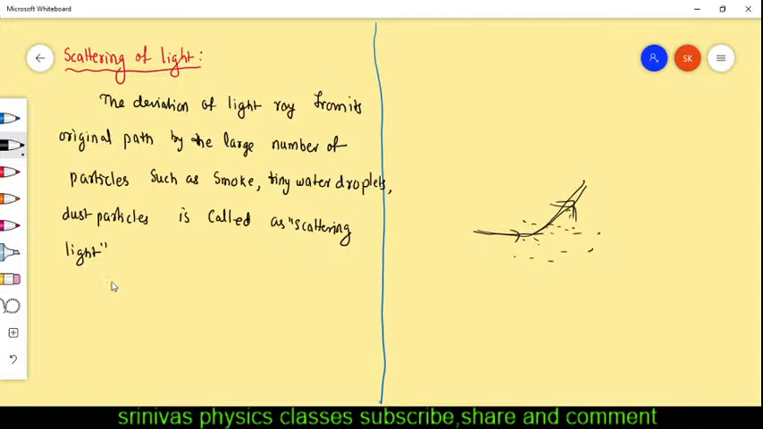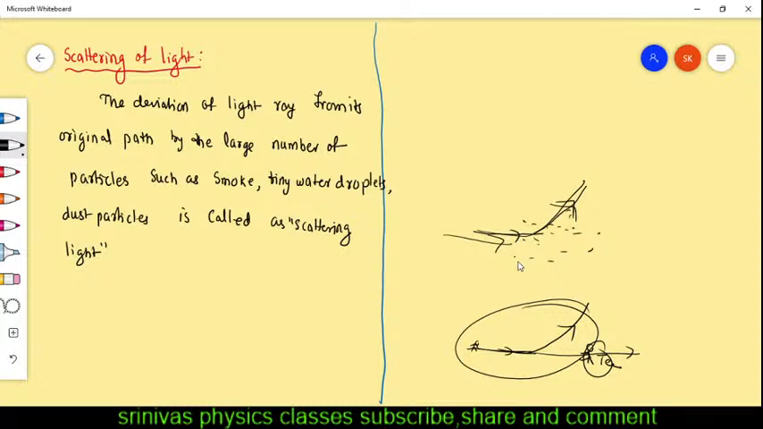For example, simply, one teacher is here, one student is walking like this. Then he saw the teacher and he changed. He wanted to go straight actually, but because he saw the teacher, he changed the direction, and this is the scattering, right? The path of the person is changed because of this teacher. Similarly, here the light ray tries to go in this direction, but due to the particles, its path is changing. That is called scattering.